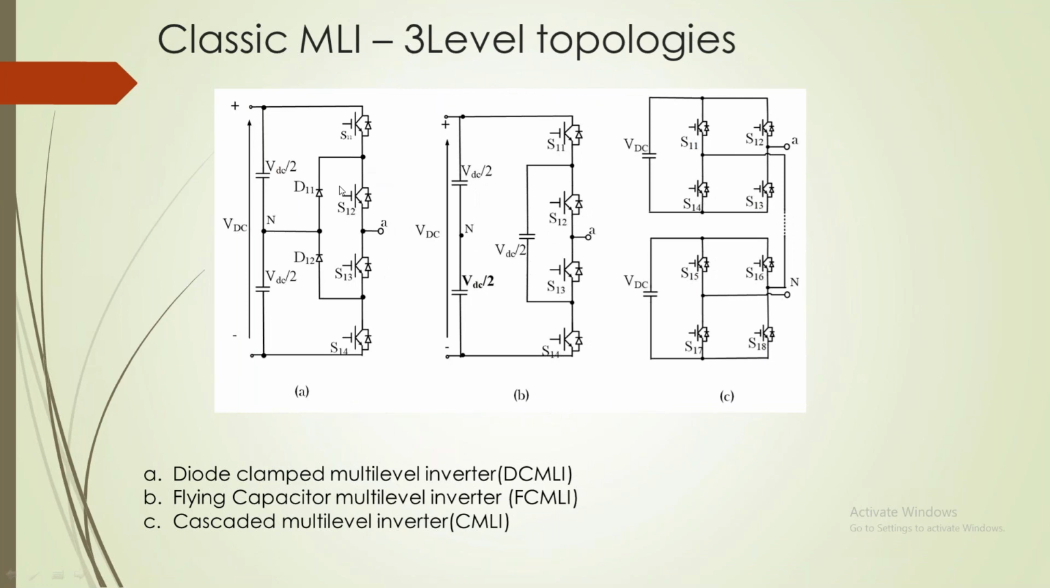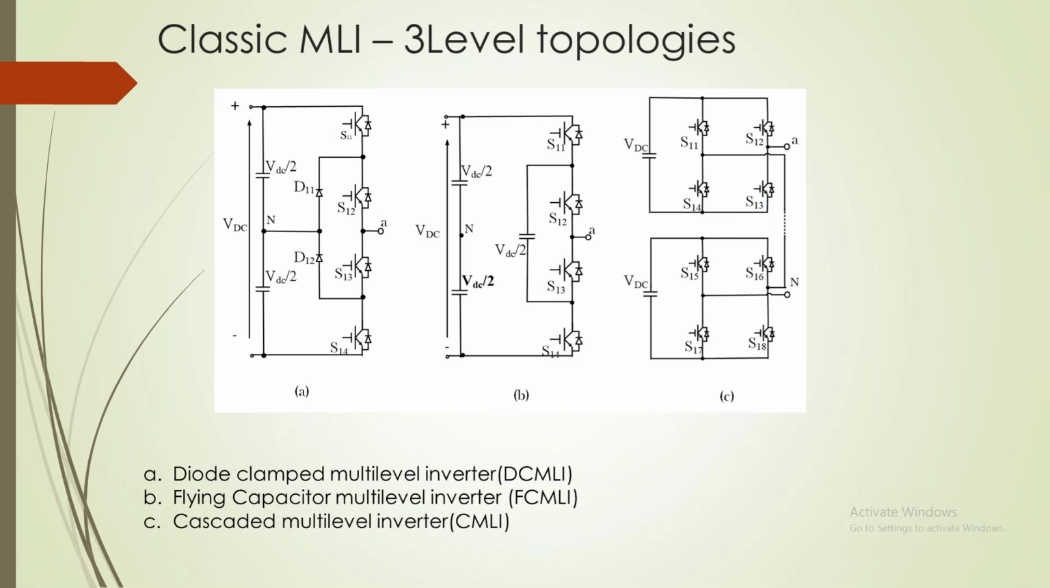As the switch is employed inside the topology, it has to bear more current rating, right? So there is an unequal sharing of current. What happens if there is an unequal sharing of current in semiconductor devices?